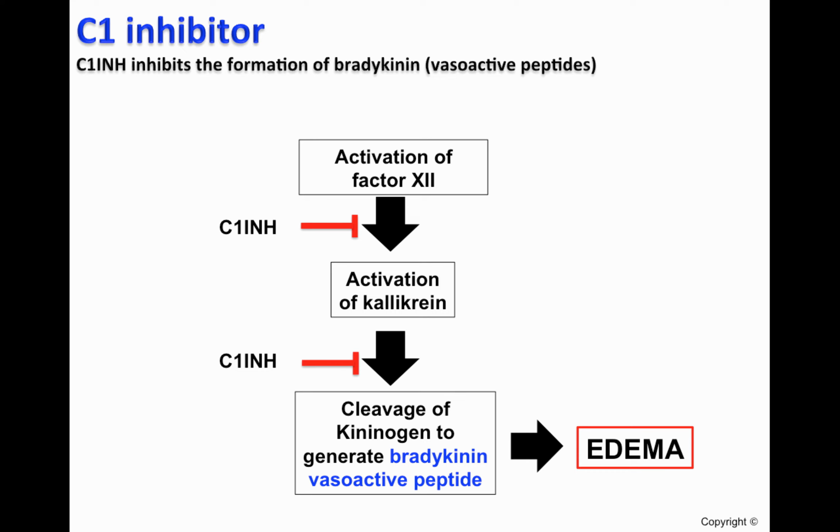In summary, C1 inhibitor not only inhibits the classical and the lectin pathways, but also inhibits the formation of bradykinin, which is a potent vasoactive peptide.